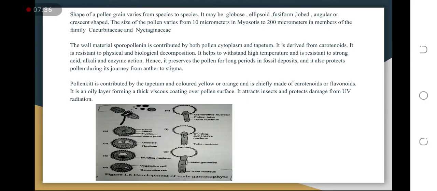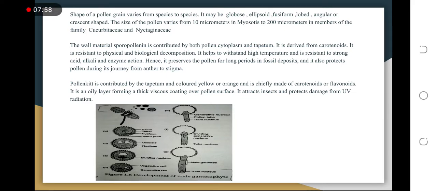The wall material sporopollenin is contributed by both pollen cytoplasm and tapetum. It is derived from carotenoids. It is resistant to physical and biological decomposition. It helps to withstand high temperature and is resistant to strong acid, alkali and enzyme reaction.